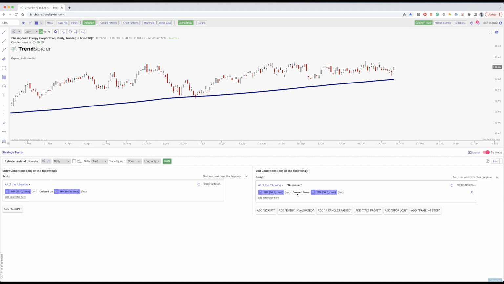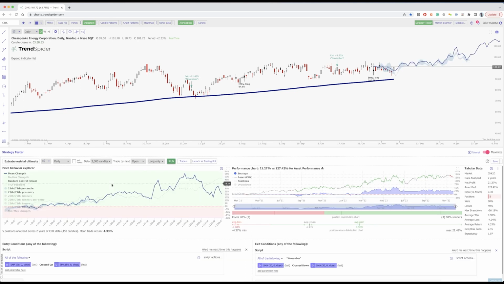So now that our entry and exit conditions are defined on the backtester, you can choose how far back you want to look. Let's say 3,000 candles. And you'll see here that in this case, over the last 2 years of data, there have been 5 different positions analyzed with a mean trade return of 4.33%. Not only does it tell you that, it tells you what the performance of this strategy is versus just buying and holding, in this case, CHK.